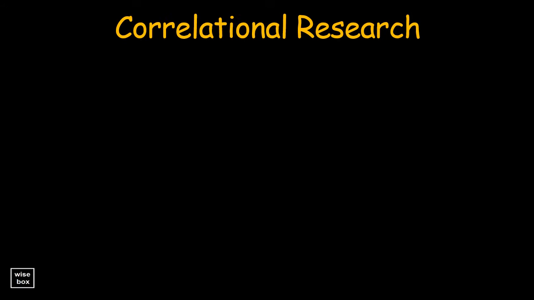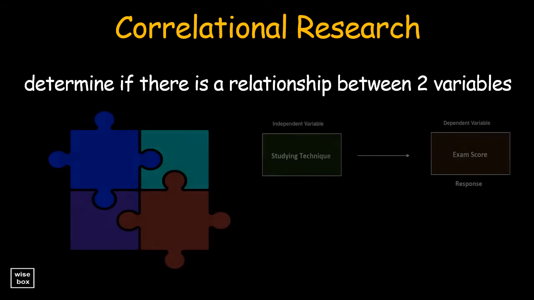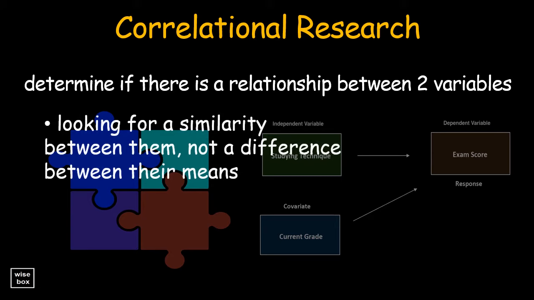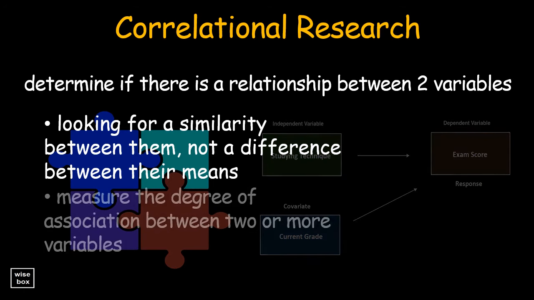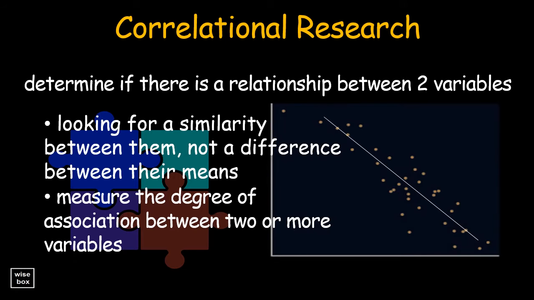Correlational research is a quantitative method of research in which you are trying to determine if there is a relationship, or covariation, between two variables from the same group of subjects. In correlational studies, you are looking for a similarity between the variables, not a difference between their means. Correlational research aims to describe and measure the degree of association between two or more variables, or sets of scores.